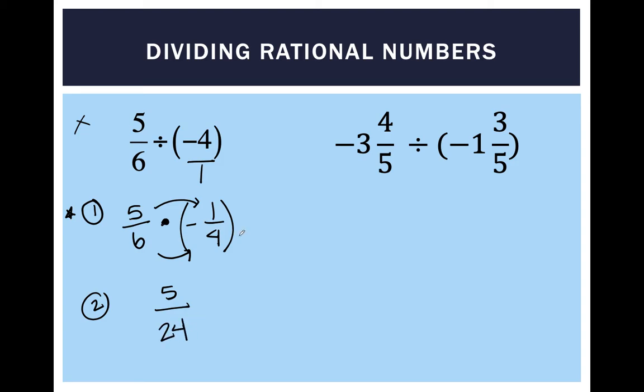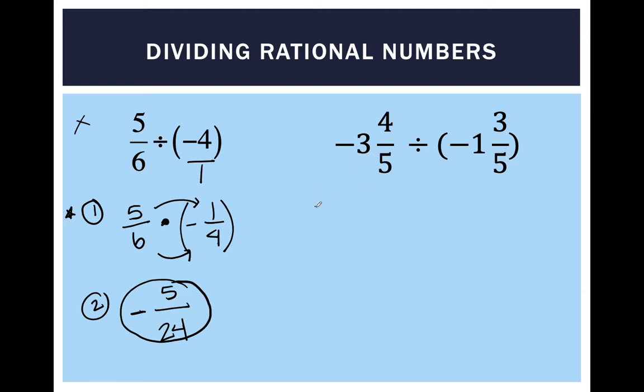Now I forgot to do this before we started, but a positive times a negative is going to be a negative. Check to see if there are any common factors to be simplified, and since there are not, our final answer is negative 5 over 24.